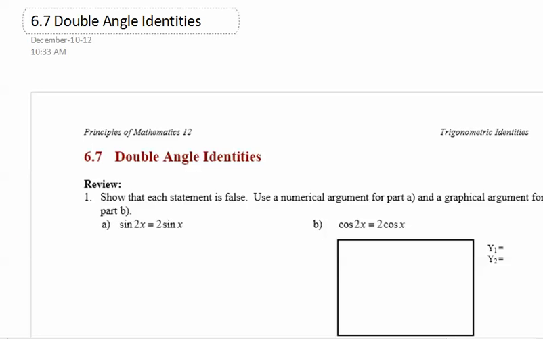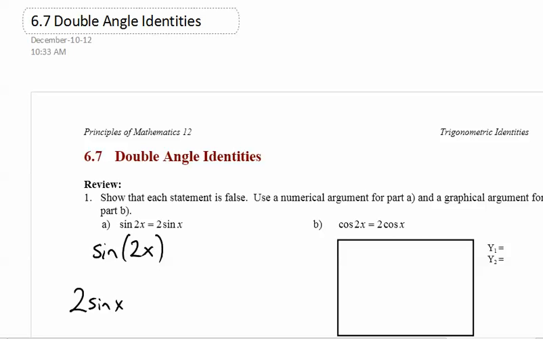So today we're going to take a look at the double angle identities. This is the last section of the trigonometry section. And quite often when people see a double angle identity like sine of 2x, they think that you can just take the 2 out front and make this 2 sine x. No. It doesn't work.